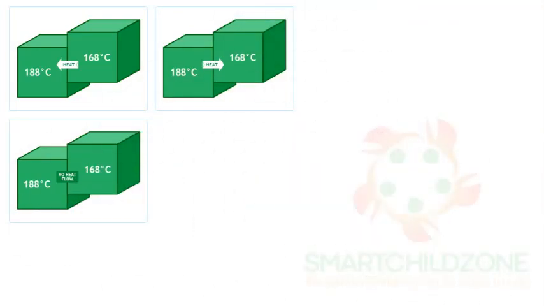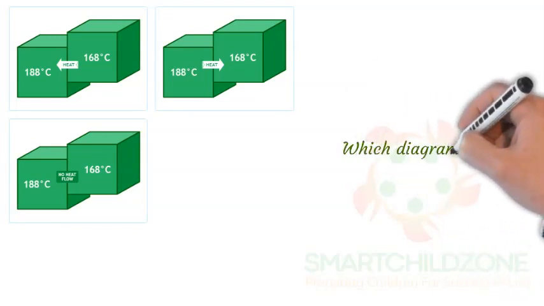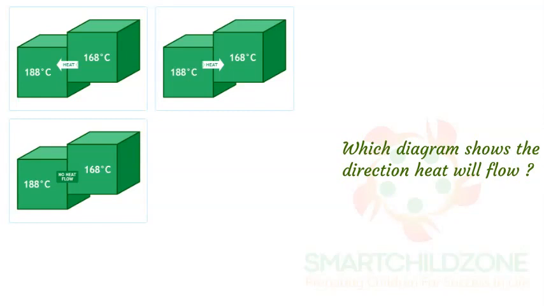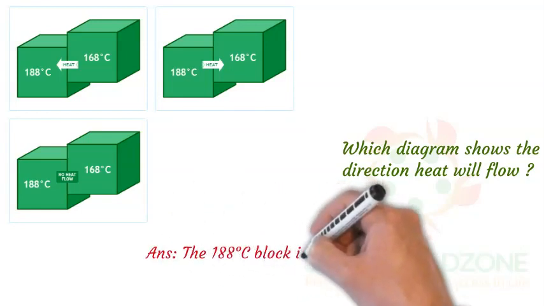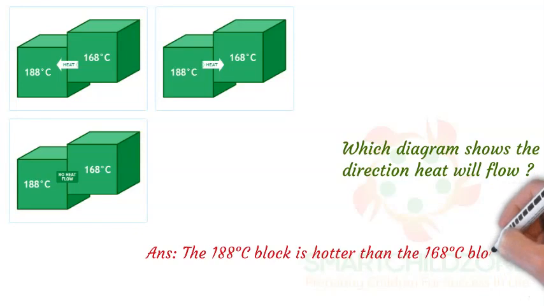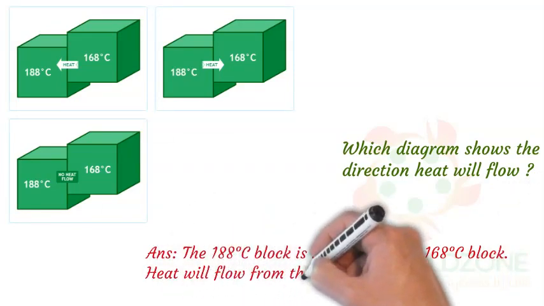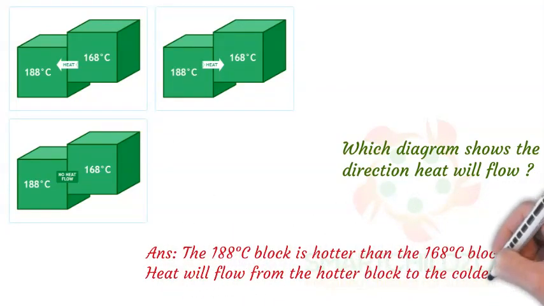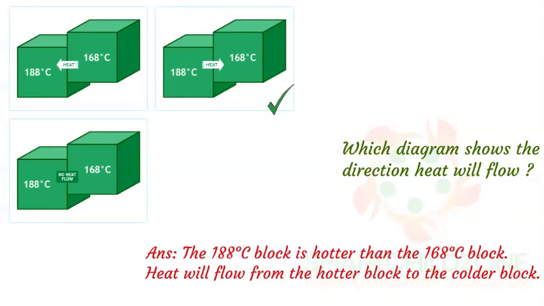Two solid blocks are heated to the temperatures shown. The blocks are placed so they touch. Which diagram shows the direction heat will flow? Compare the temperatures of the two blocks. The 188 degrees Celsius block is hotter than the 168 degrees Celsius block. Heat will flow from the hotter block to the colder block.